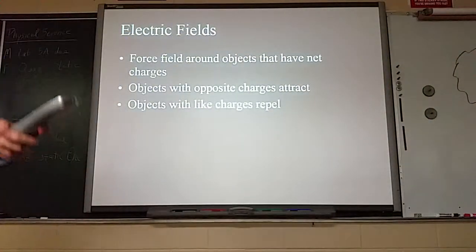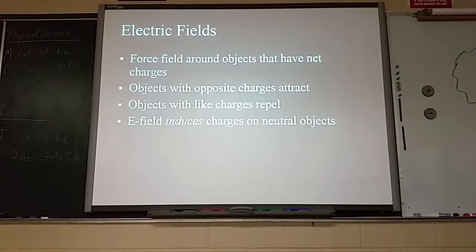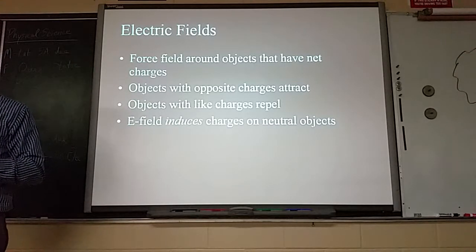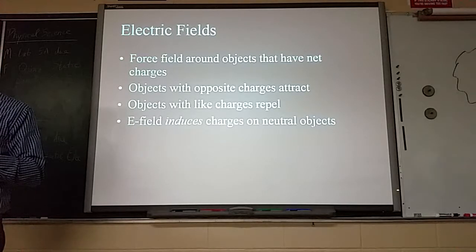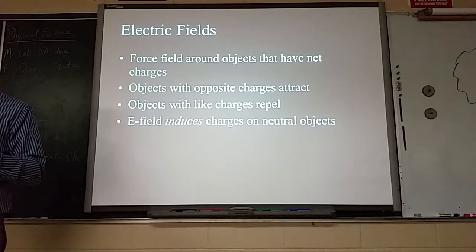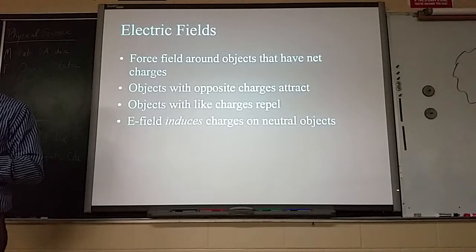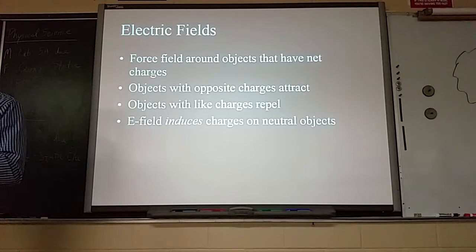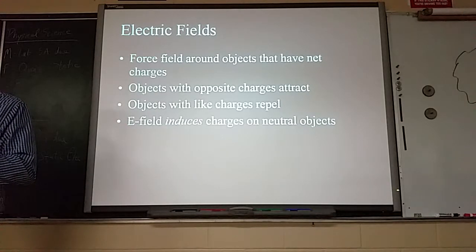The key to this is something called an induced charge. What does it mean to induce something? Many of you have probably heard that term in more of a medical setting. Possibly. When have you heard the term induce? So what do you induce with anesthesia? What do you induce with it then?